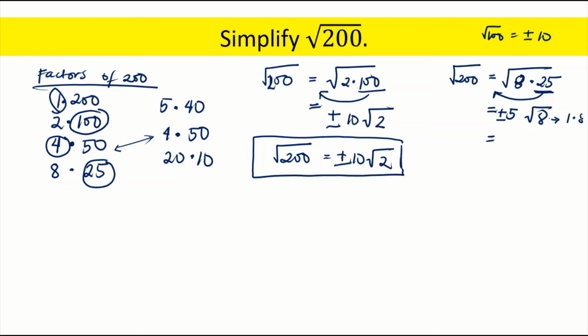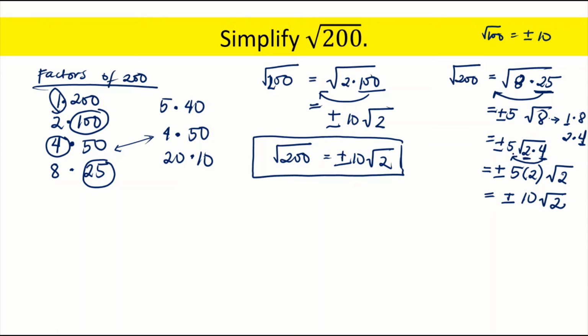We have 1 times 8 and then we have also 2 times 4. So, we have perfect squares 1 and 4. So, gagamitin natin yung kay 4. So, we have positive and negative 5 square root of 2 times 4. And then we have also now positive and negative 5. Ang perfect square number naman natin dyan is yung 4. And kapag nilabas natin si 4, siya ay magiging 2. And then ano natira sa loob? Ito, yung 2. So, it is equal to positive and negative 5 times 2 equals 10, and then square root of 2.